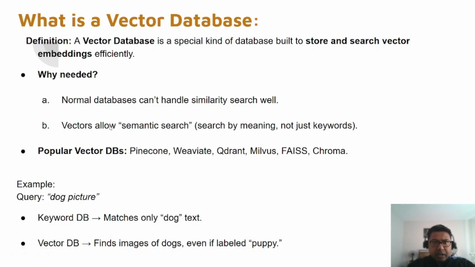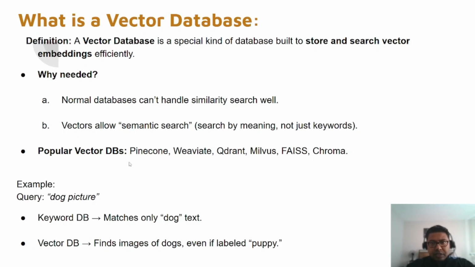Why is it needed? A normal database cannot handle similarity search well. What happens in a normal database? It does an exact search, like select star from this where dog name is equal to X, or where animal is equal to dog, but it cannot do similarity search. So to get similarity search we need vectors. Vectors allow semantic search, not just keyword search. So it's basically search by meaning. This is why we need vector search.